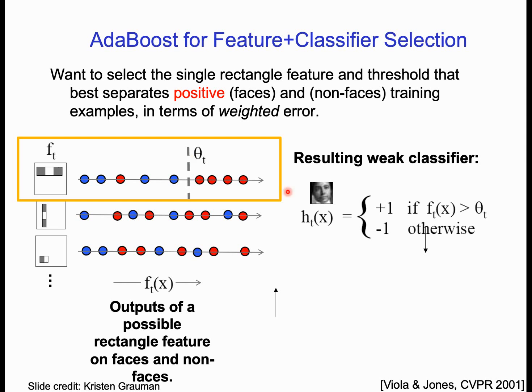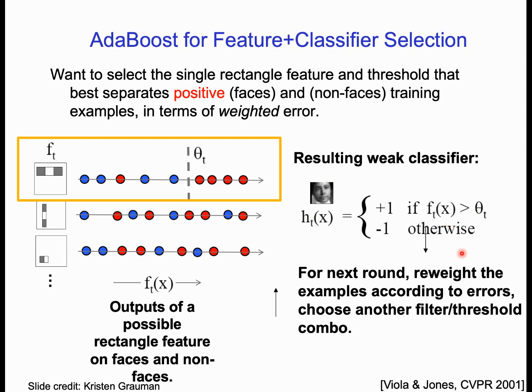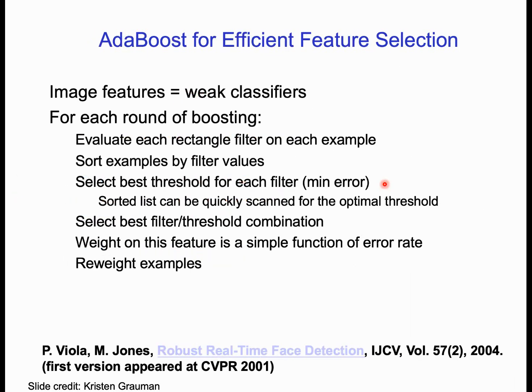In the next round, I will compute the errors this weak classifier makes, reweight the samples, and find another feature with another threshold to append to this weak classifier. So in this case, each image feature will correspond to a weak classifier. For each round of boosting, I will evaluate each rectangle feature on each example, sort the examples by filter values, and select the best threshold, meaning the minimum error, considering the weights. This can be done simply by sorting and quickly scanning all the optimal thresholds. Select the best filter and threshold combination, weight this feature based on the error rate, and reweight again.